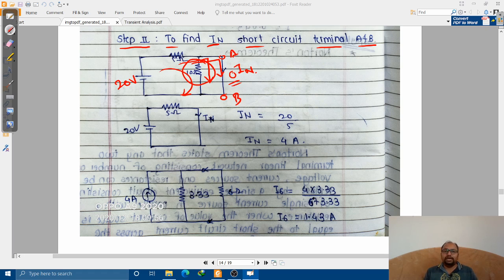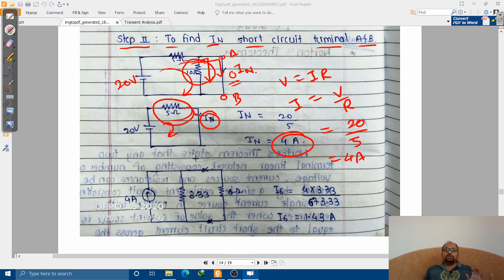So let us find out In. How to find out In? Simply by using Ohm's law. V is equal to IR, therefore I is V divided by R. The applied voltage is 20, divided by the resistance, which right now is 5 ohms only. This gives me a value of current In as 4 amperes. So this is the value of current In which is flowing through this short circuited path.